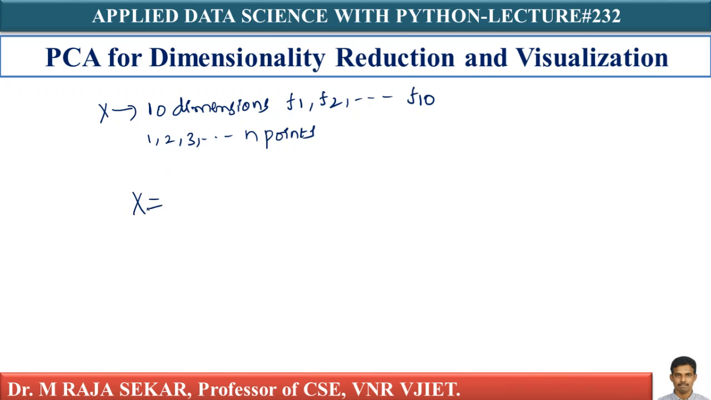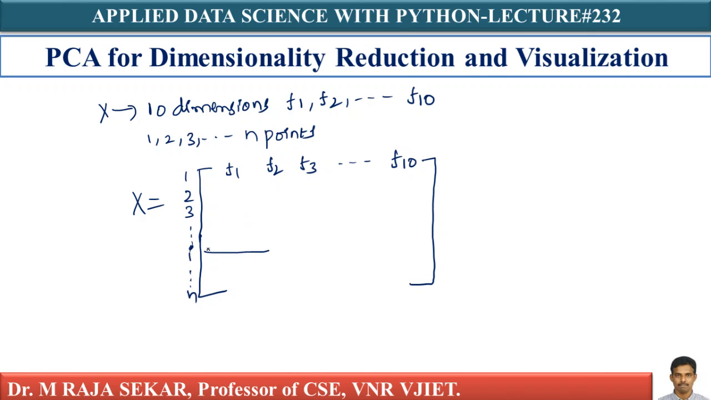How can I write my capital X? It is points 1, 2, 3, so on up to n, with columns F1, F2, F3, so on up to F10, isn't it? Let me say this row is xi transpose, isn't it? What is the order? This is n by 10. There are n rows and 10 columns.